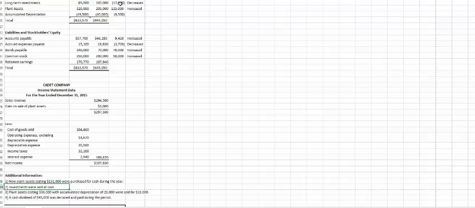Okay, so 17,500 is going to be a cash inflow in the investing section because we have sold off something that we had invested in at a prior time.